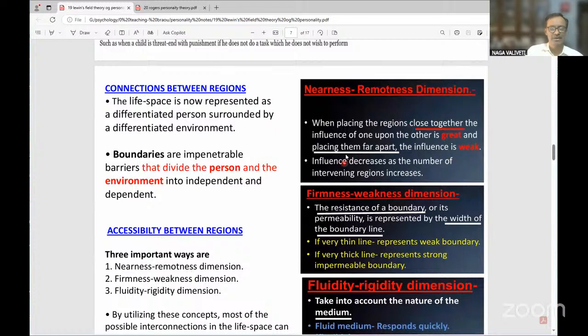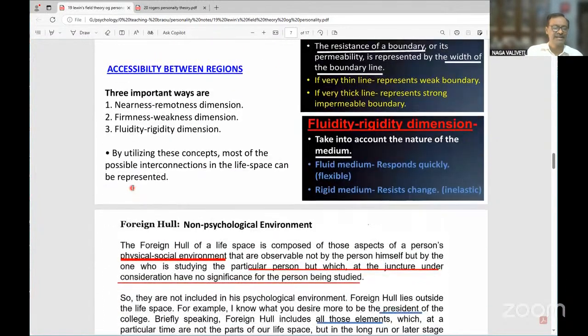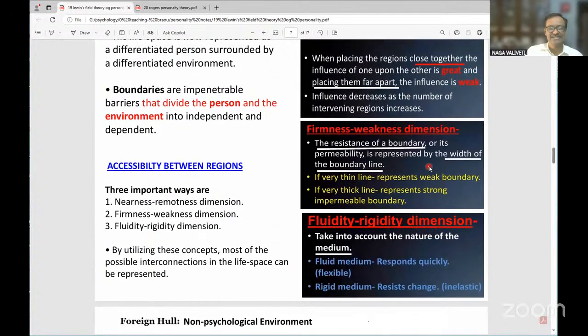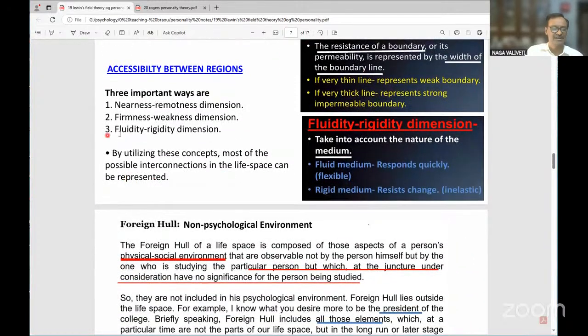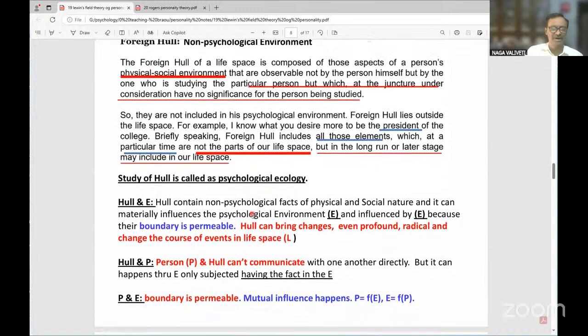Here, if they are close together, they will be influencing more. If these related regions are apart, then our action will be less intense or weak. The second one is firmness and weakness. It tells in terms of the width of the boundary. If the width is thicker, then there is resistance. If it is thin, then there is more communication. Then fluidity and rigidity: depending on the environment, it responds, fluid or elastic, non-elastic.